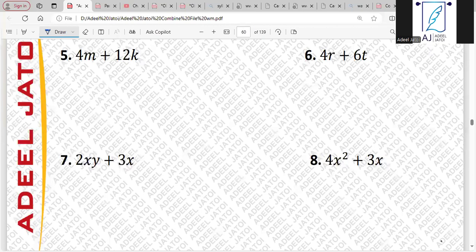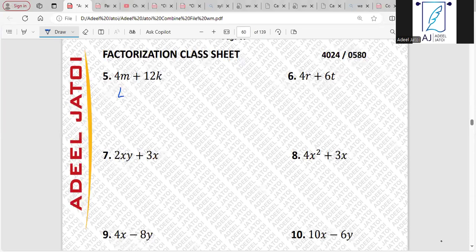Now, the question clearly states factorize, right? So 4m plus 12k. 4 is common. What are you left with? M plus 3k. And this will be your answer. Because factorization means taking common. What is common from here? 2. So this will be 2r plus 3t. Right? Because obviously 2 is common. So what do you have? 2r plus 3t.